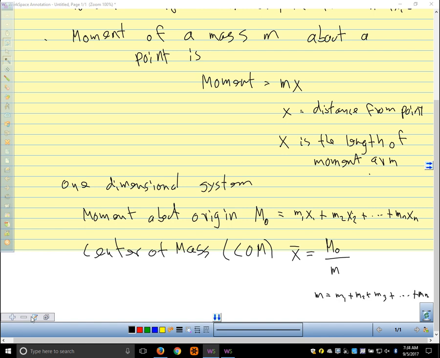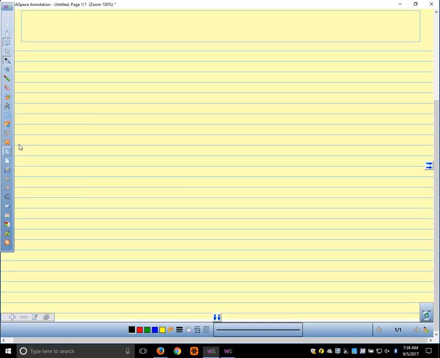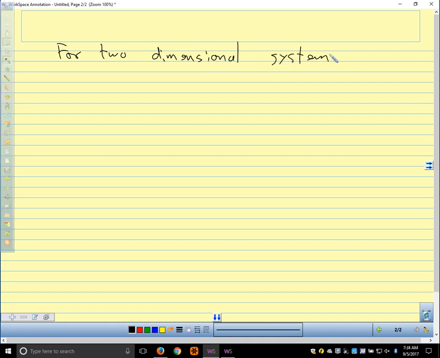All right, so for a two-dimensional system, we have some masses distributed in a plane. We define two moments. We're going to have one with respect to the x-axis and one with respect to the y-axis.